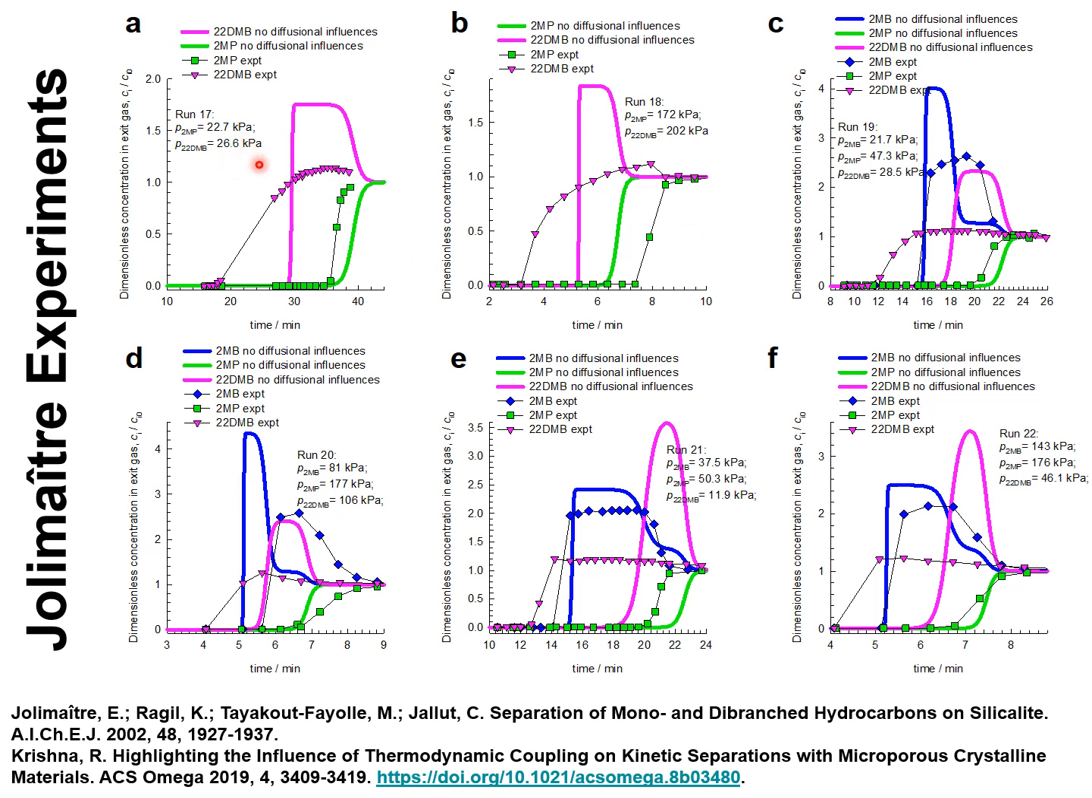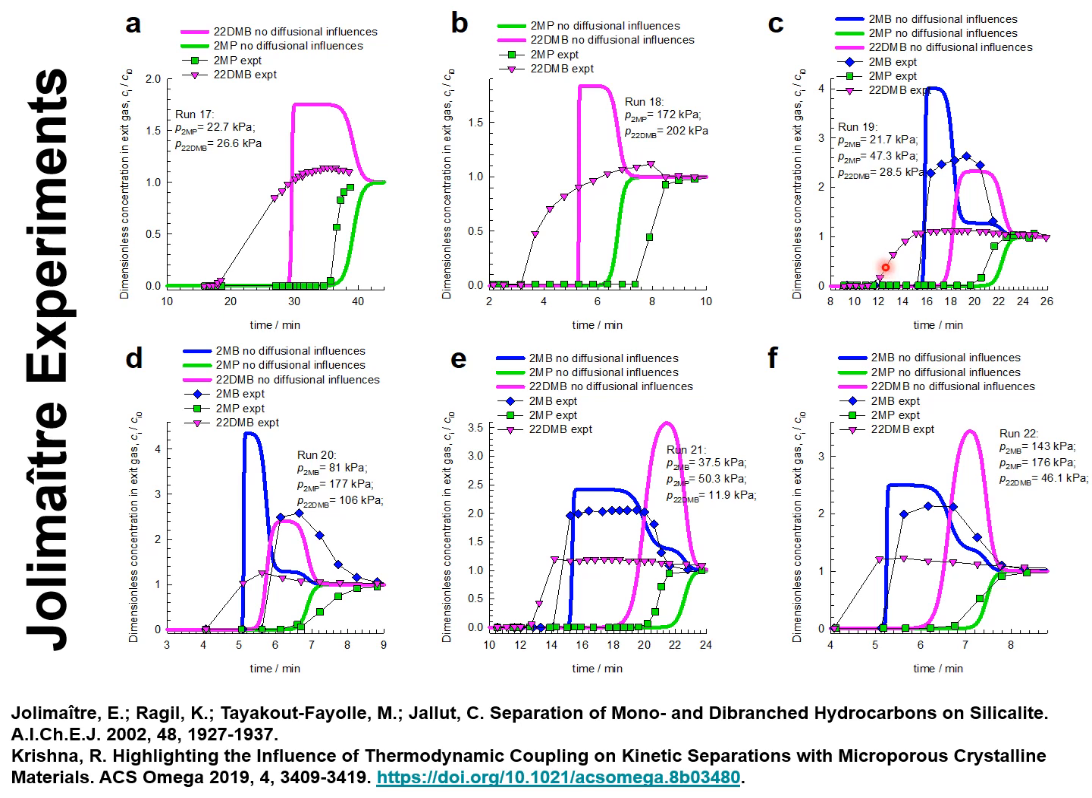The partial pressures indicated here are the partial pressures of the feed mixture at the inlet to the fixed bed adsorber packed with MFI pellets. The experiments shown here, these 4 experiments, runs 19, 20, 21 and 22, are for ternary mixtures of 2-methylbutane, 2-methylpentane and 2,2-dimethylbutane.